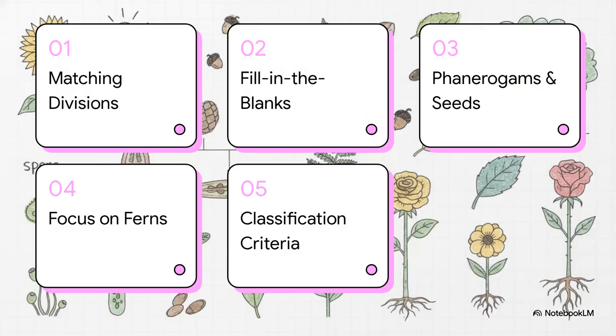Here's our quick agenda for today. 1. Matching plant kingdom divisions. 2. Fill-in-the-blank plant facts. 3. Exploring phanerogams and seeds. 4. A focus on ferns. And finally, 5. The criteria for plant classification.